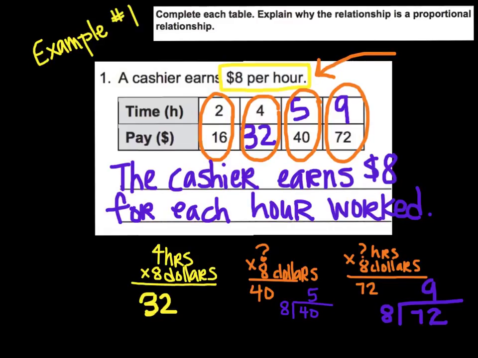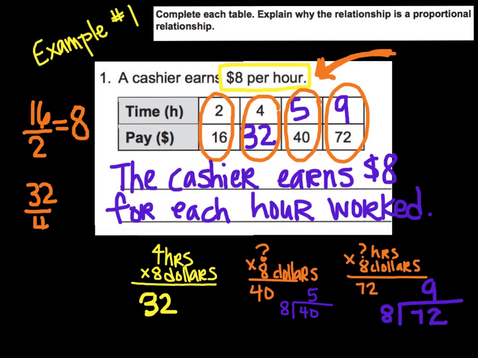If it didn't tell me this information at the top, again, we would make fractions or ratios and divide. So the first one has a 16 and a 2. 16 divided by 2 is 8. If we look at the second one, we have 4 and 32.